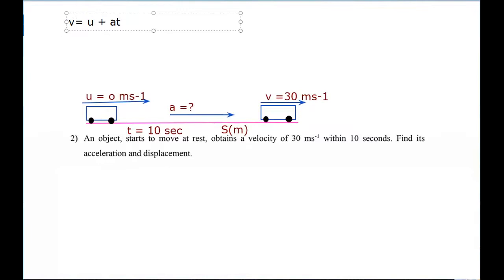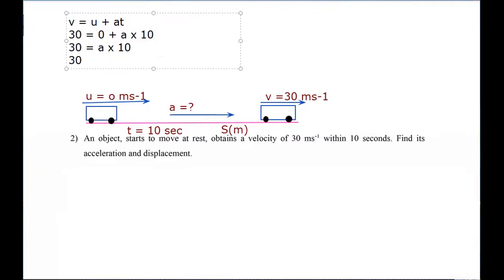Right. They have given us the final velocity as 30. They have given us the initial velocity as 0. Acceleration not given. Time taken is given as 10. So 30 equals A times 10. Multiplication 10 can be taken to the other side as division 10. So 30 divided by 10 equals acceleration. So if we divide 30 by 10, what will be the answer?